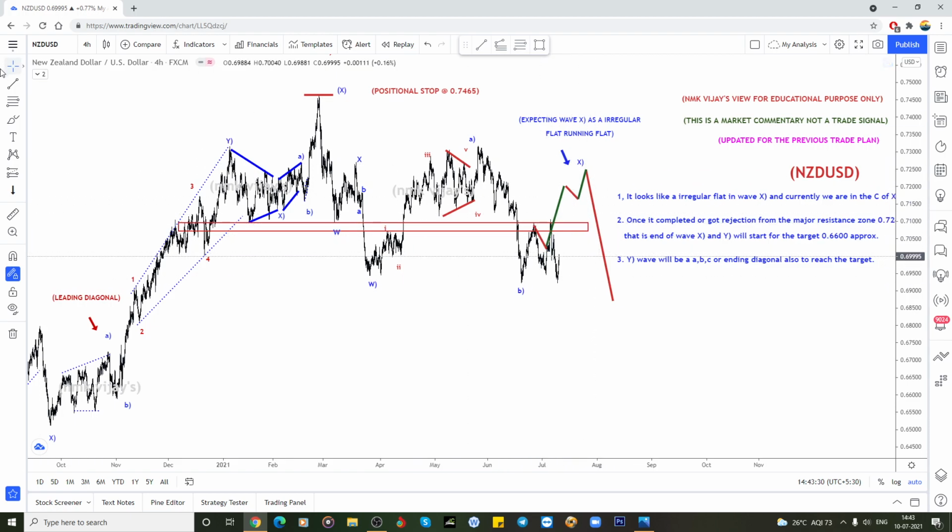So it is still valid, but I will only be on the sell side once it reaches here, not on the buy side. Note this: I will not be on the buy side in any pairs, I will only sell all pairs against the dollar, that's it.